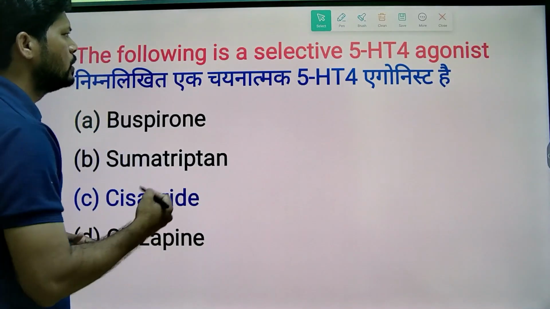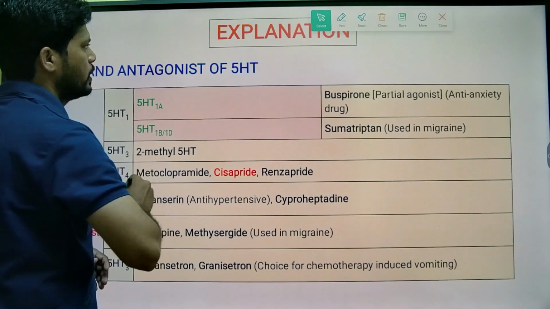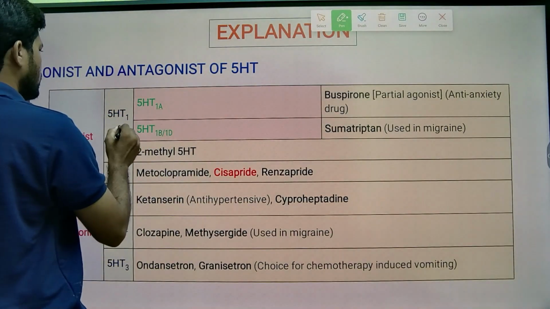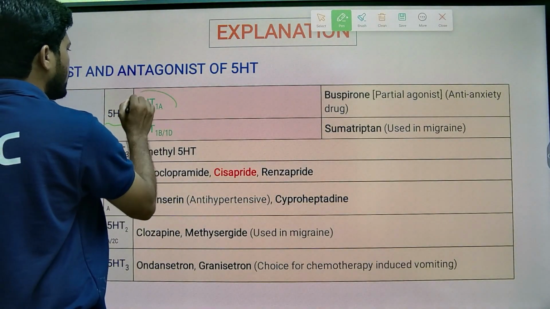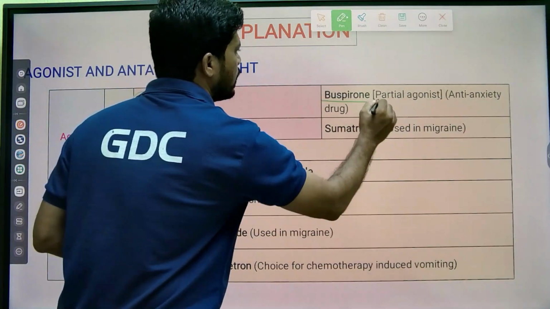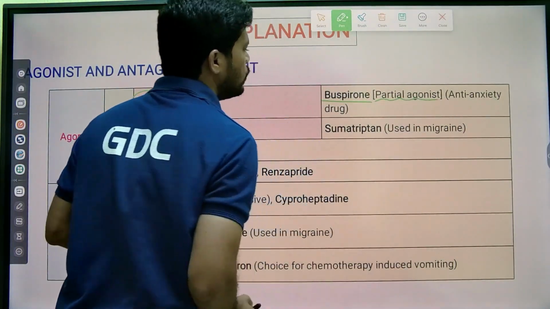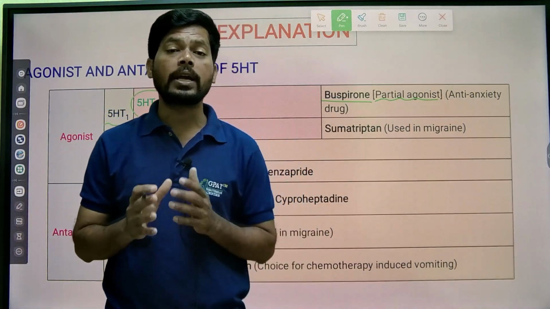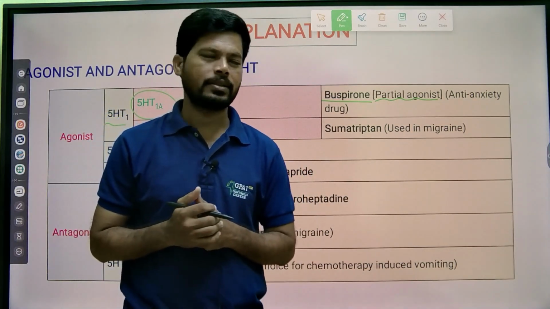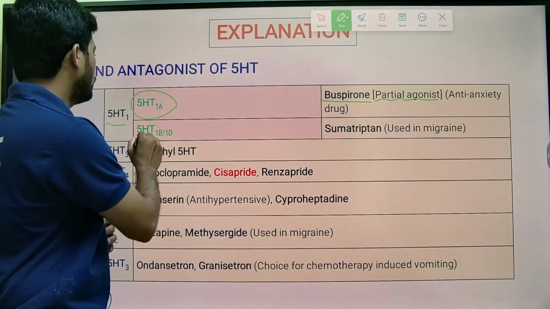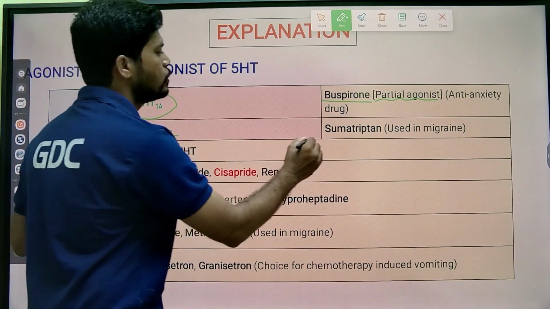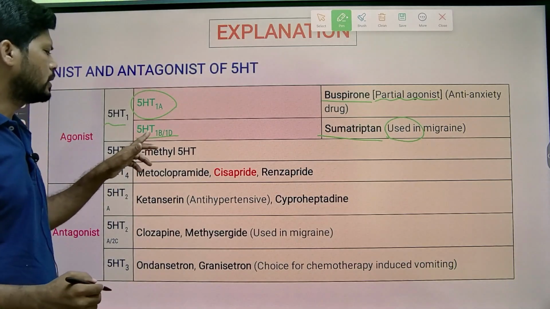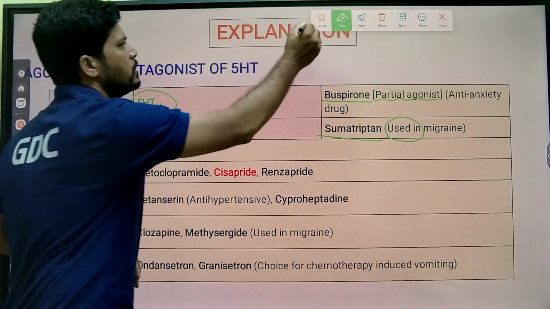Yes, the answer will be cisapride. Let's see the explanation for more information. Serotonin 1 receptor agonists: serotonin type 1A, buspirone, a partial agonist used as an anti-anxiety drug, helps in the treatment of anxiety, which is nothing but worriness. And serotonin type 1B or 1D, sumatriptan, used in migraine. So sumatriptan is an agonist at serotonin type 1B or 1D receptors.